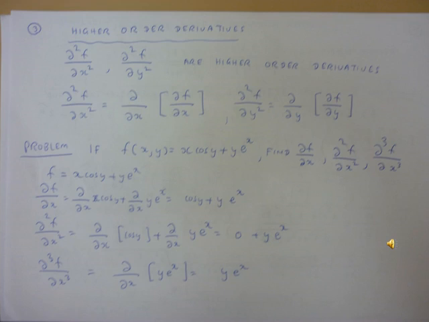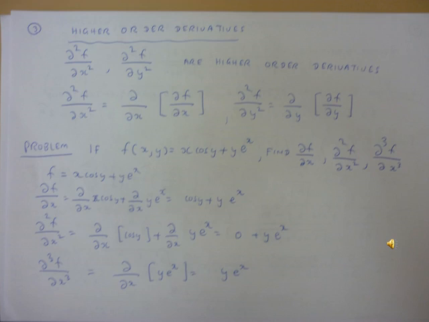If f of x y equals x cos y plus a y e power x, we have to find del f by del x, del 2 f by del x squared, and del 3 f by del x cube. So the basic function is given, f equals x cos y plus a y e power x. So del f by del x equals del by del x of x cos y plus del by del x of y e power x. So we differentiate, we got cos y plus y e power x.